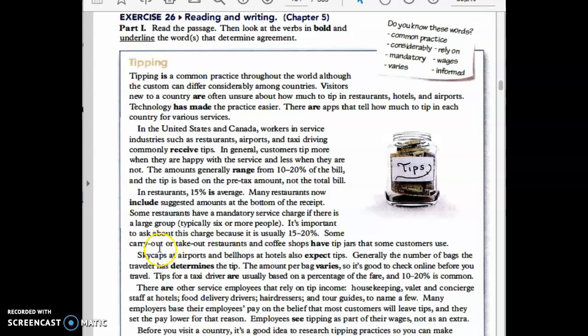With carry out and take out restaurants, you call the restaurant to ask them to prepare the food, and you're going to pick it up. So, takeout: I would like a takeout order. I would like you to deliver the food to my house. So that's a different service here.